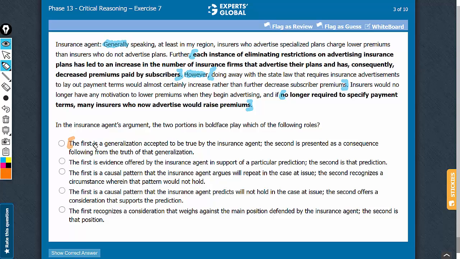Yes, the first is a generalization accepted to be true by the insurance agent. This part is all right. The second part, no, second has not been presented as a consequence of the first. This second part here explains why the contrasting conclusion is going to be true. So the second part here is not correct. Answer choice A should be eliminated.